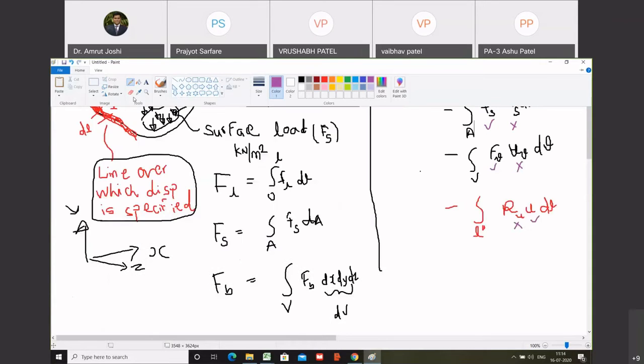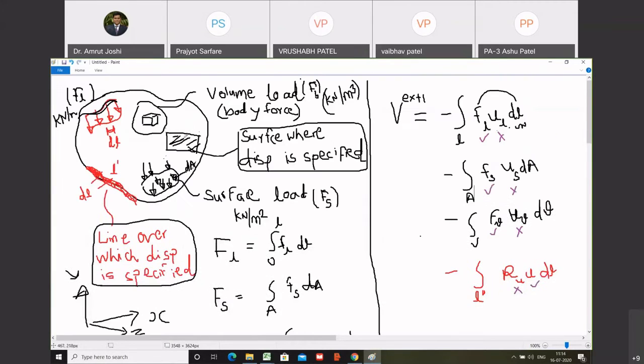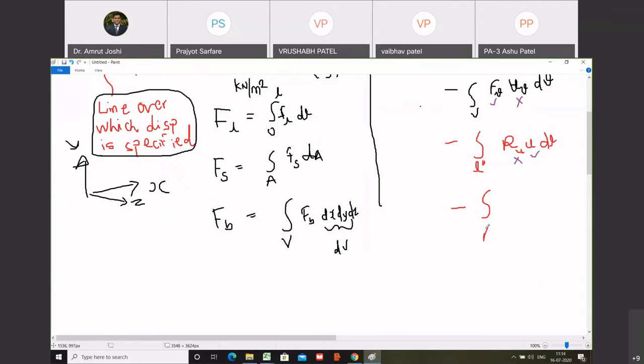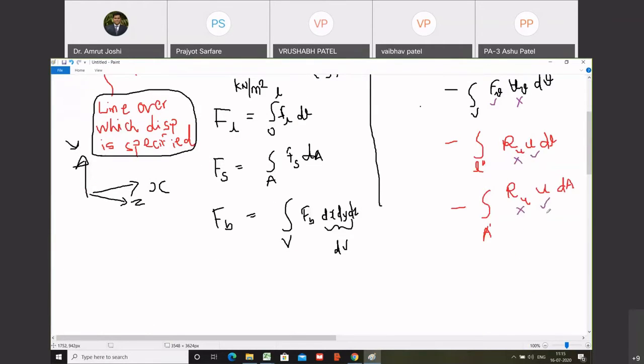You can look at this surface over which displacement is specified. Corresponding to that, we are going to have potential energy, and let me say that this surface area is A dash. So integration over A dash, reaction ru into U into dA. And again, what is specified here? Specified thing is U, and you have to find out ru. ru is the reaction per unit area. Units are different, look. ru is kilonewton per meter square. Are you with me?